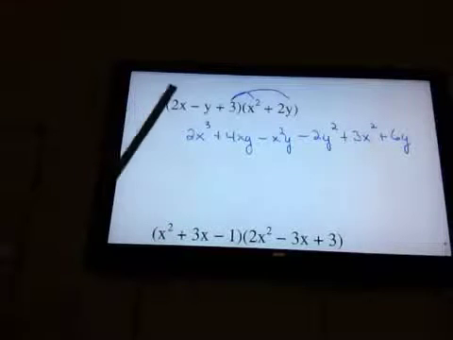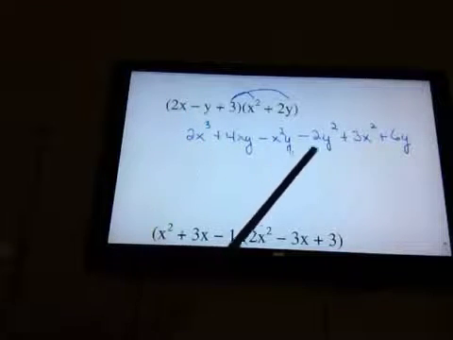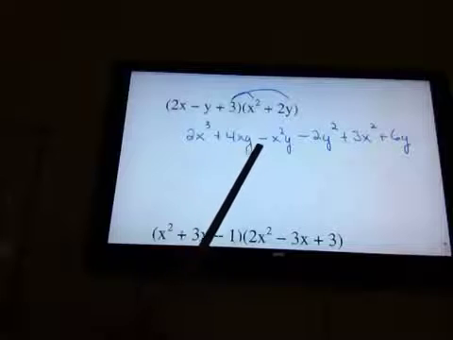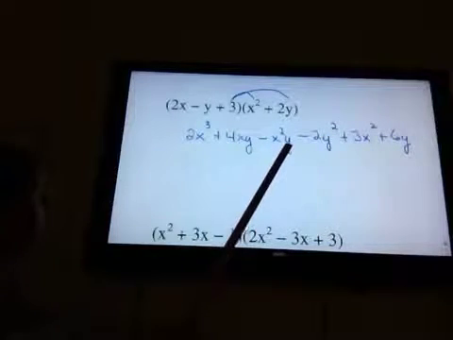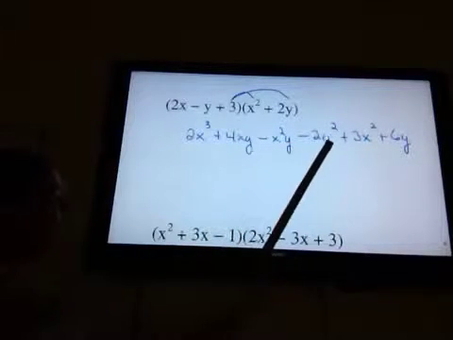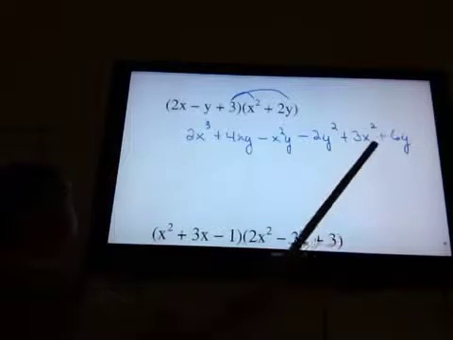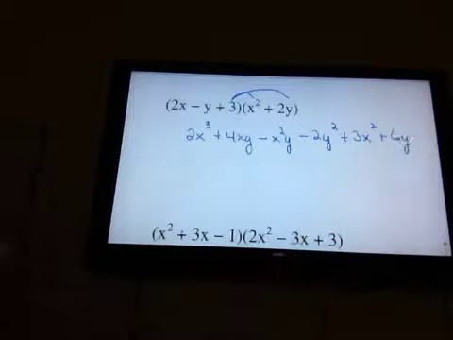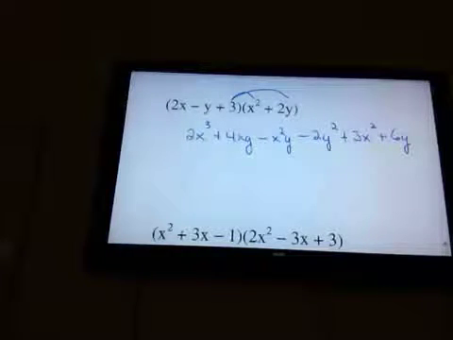And if we look for like terms, there are no other x to the thirds. There are no other xy's. There are no other x squared y's. There are no other y squareds. No other x squareds. No other y's. I can combine absolutely nothing in that question. So you're done.